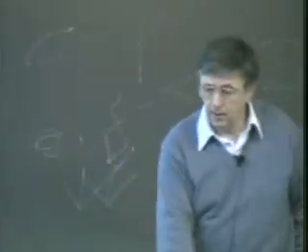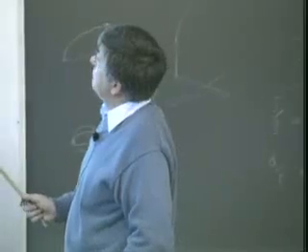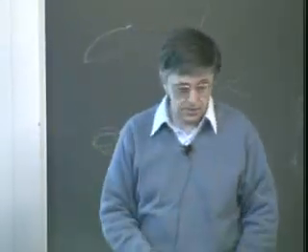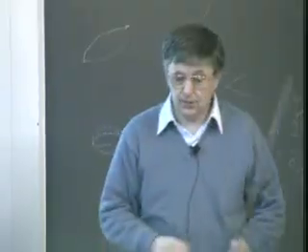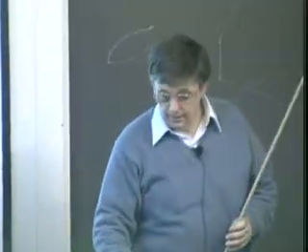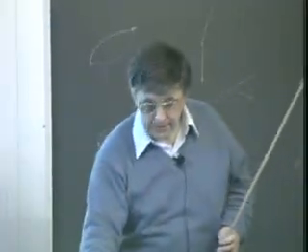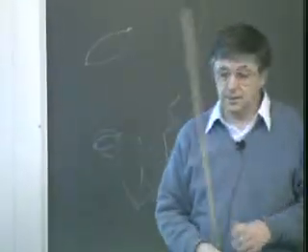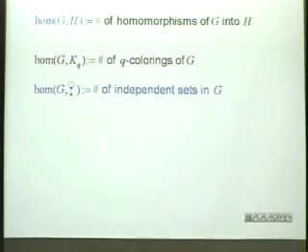I will denote by hom(G,H) the number of homomorphisms of G into H. So by the remarks I made before, hom(G, K_q), where K_q is the complete graph on q nodes, is the number of q-colorings of G, because the maps are in one-to-one correspondence with these q-colorings. And similarly, hom of G into this graph with this little loop is equal to the number of independent sets in G.